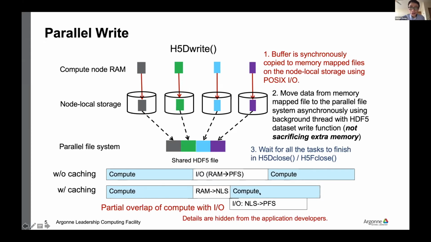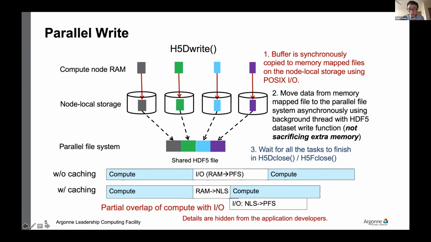And the second thing I want to emphasize is that when we write the data to this non-local storage, we create memory-mapped files on the non-local storage. So there's no actual memory consumption here. So if you use the caching VOL for the write case, it won't increase the memory footprint of your application.